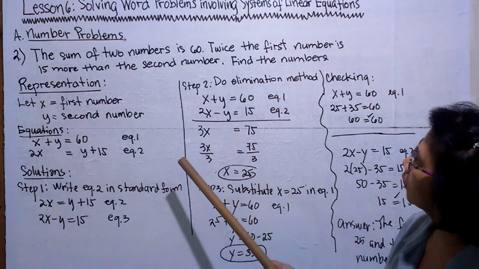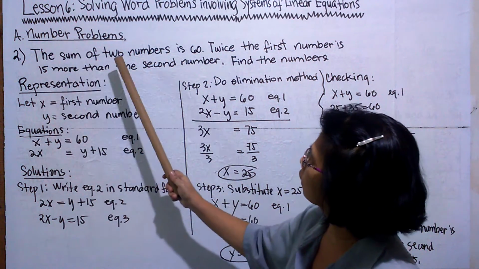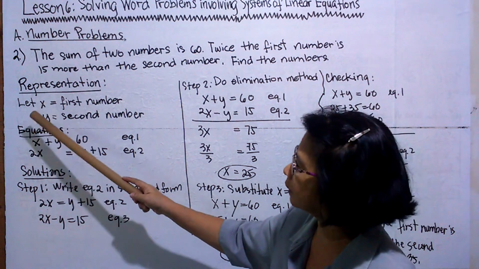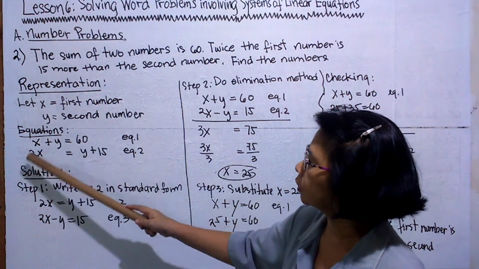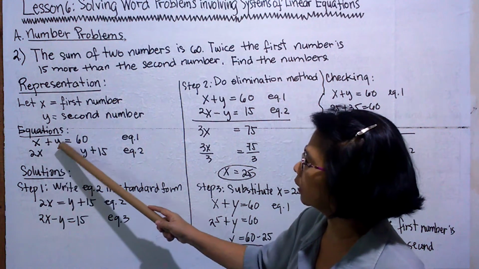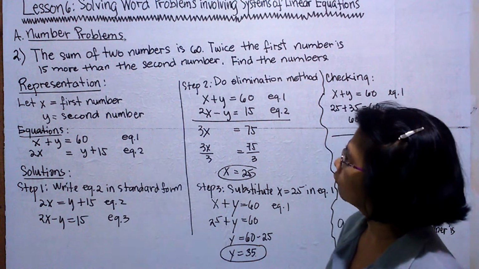Going back to the problem, the first condition: the sum of the two numbers is 60. Since the two numbers are represented by x and y, we add x and y, so x plus y is equal to 60. This is our equation number 1.